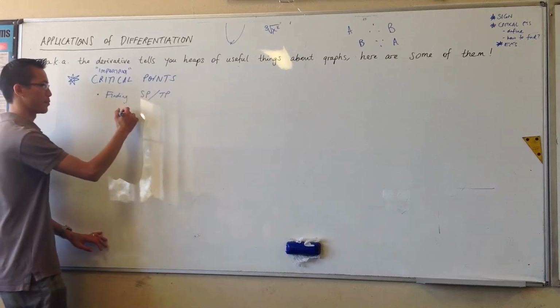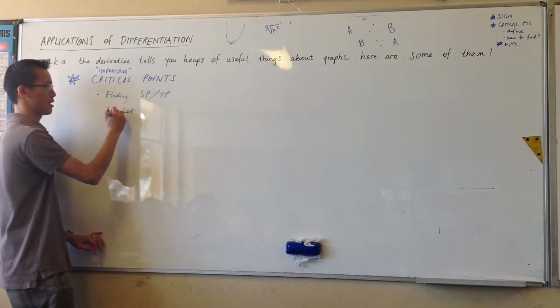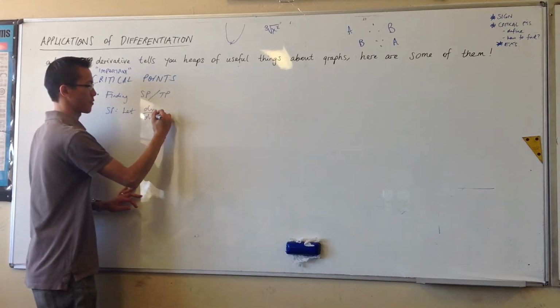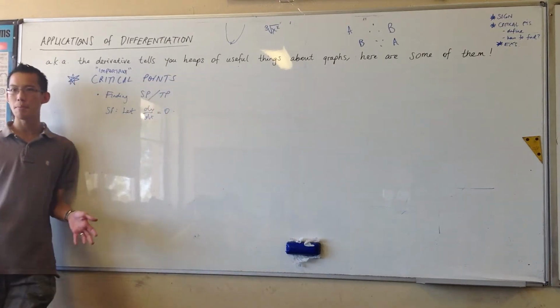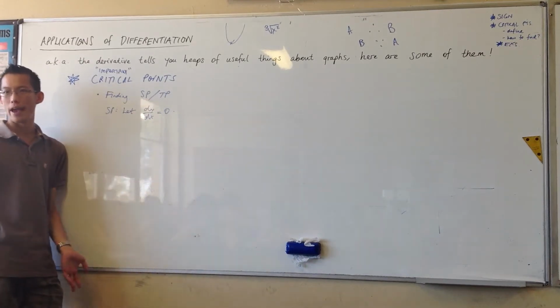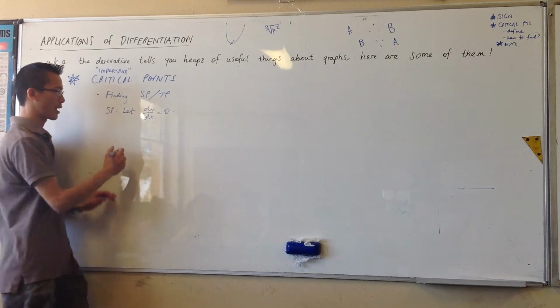To find stationary points, you let dy/dx be equal to 0. But also remember that you don't want this to just come out of the middle of nowhere. So let's actually do an example.